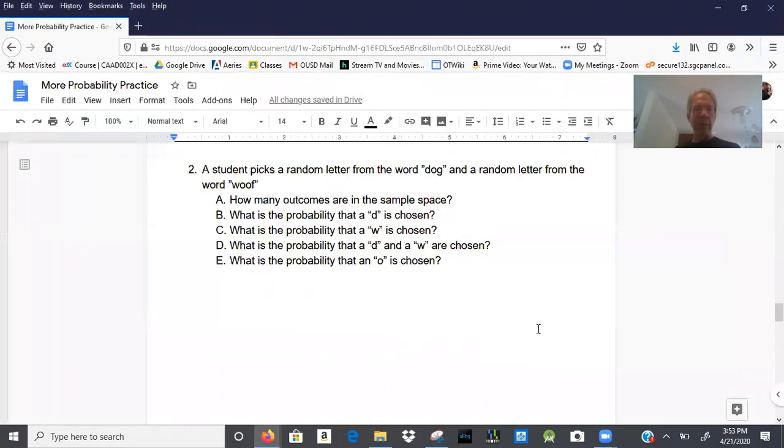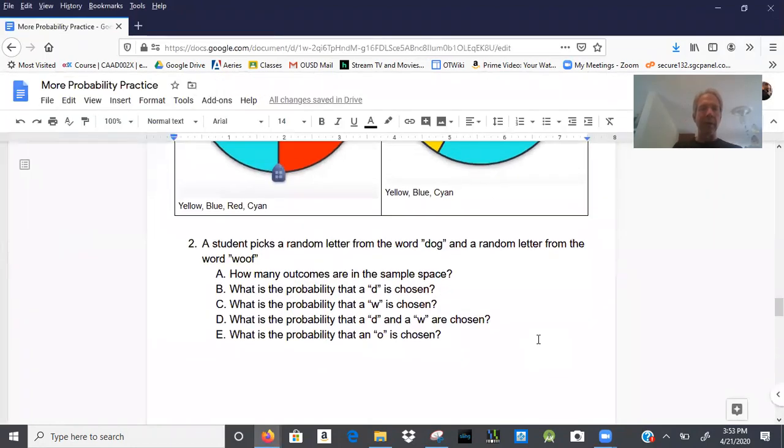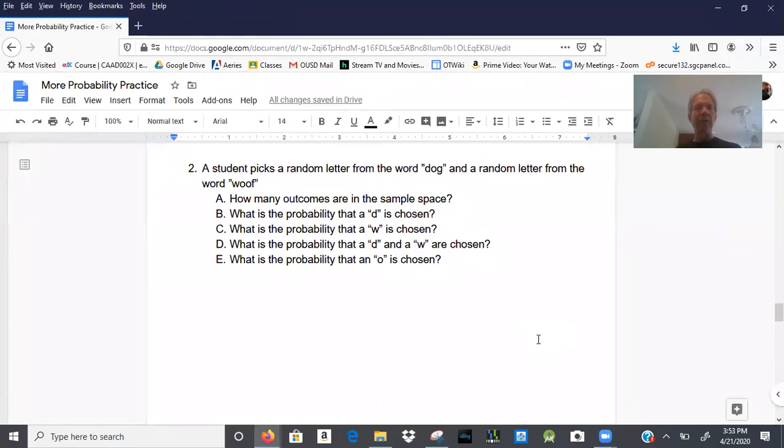Here we go. Okay, so we have a student that picks a random letter from the word dog and a random letter from the word woof. And the question is, I'm trying to get this thing working here. Annotate. How many outcomes are in the sample space?